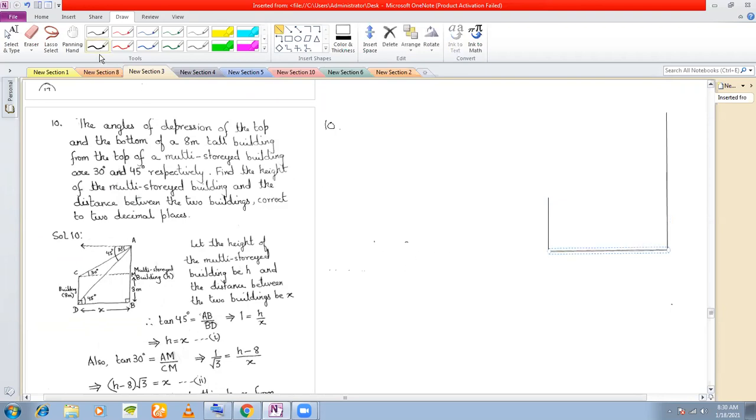Okay. And the angle of depression of the top and bottom of an 8-meter tall building from the top of a multi-story building. So this is my building here. And which one is the top of the building? This one. And this is my tower. Which is the top of the tower? This one. And which is the bottom of the tower? This one.